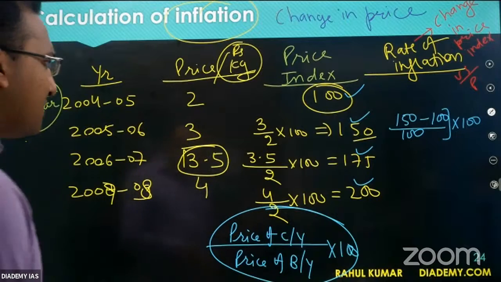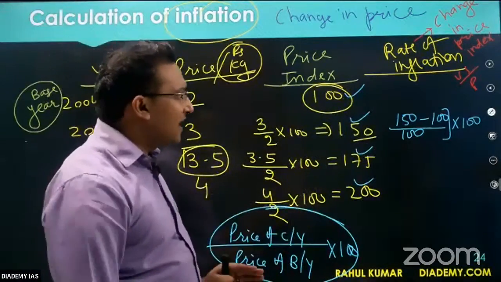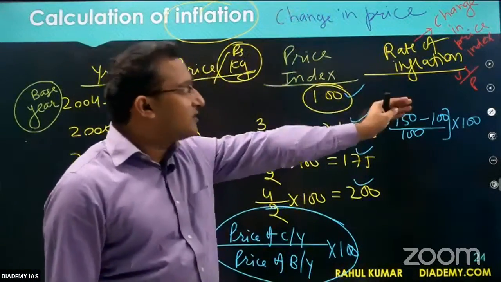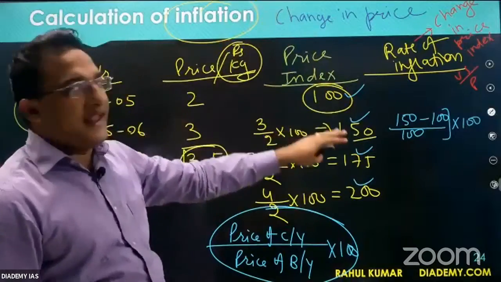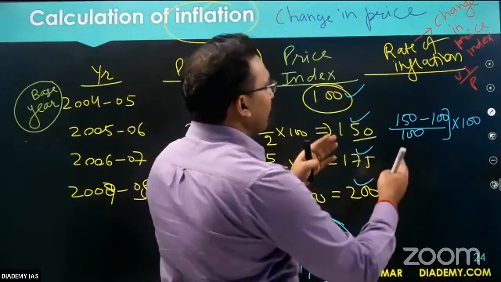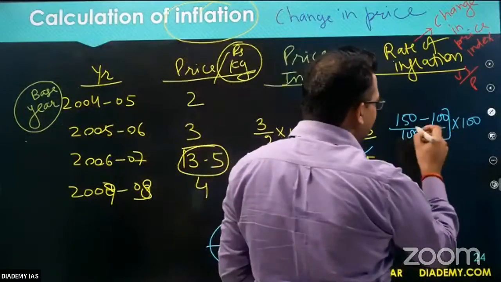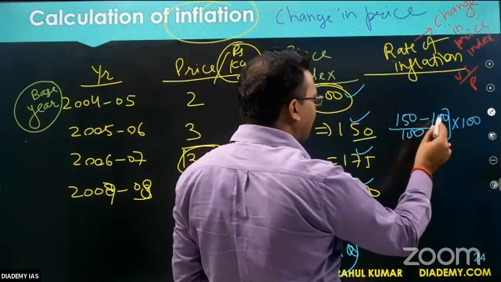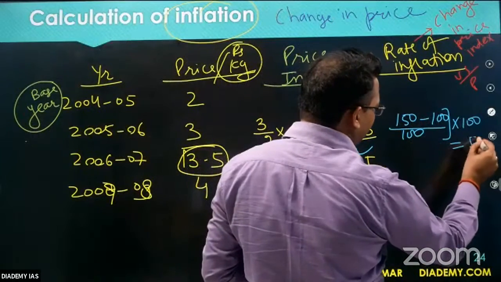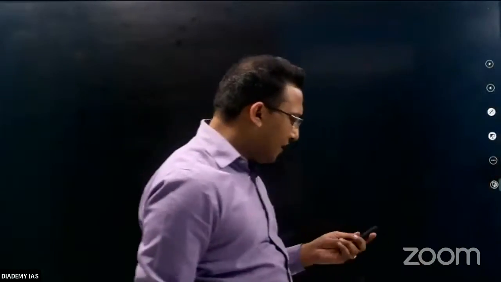You don't need to understand the calculation. You don't have to make the calculation. What you have to understand is that the rate of inflation we are calculating is based upon the price index. The price index last year was 100, now it is 150. So we have to compare the price index of this year with the previous year. So our price is changing by 150 minus 100 upon 100 into 100. So 50% is the rate of inflation. This is your rate of inflation.